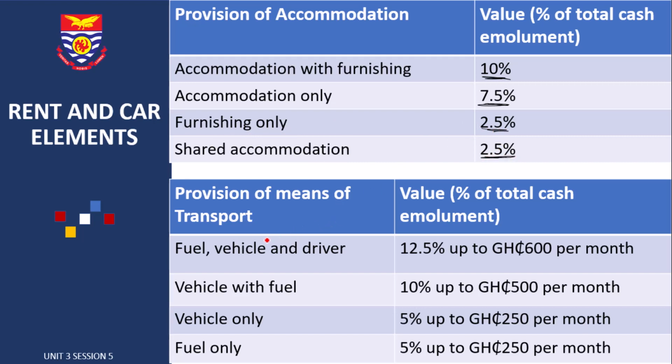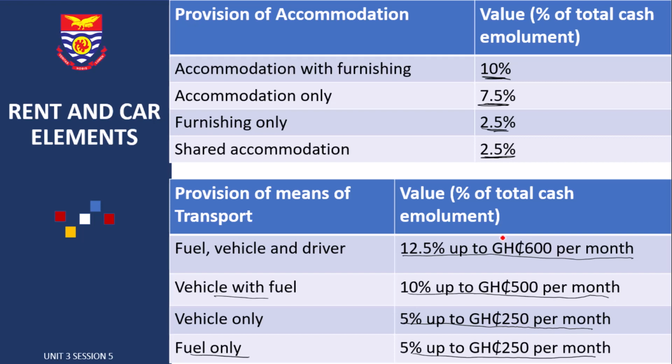Then for vehicles, we have fuel, vehicle, and driver, 12.5% up to 600 per month. Vehicle with fuel, we have 10% up to 500 Ghana cedis per month. Vehicle only, 5% up to 250 per month. And then we have fuel only, 5% up to 250 per month. Please take notice of the various percentages and the limits, because in exams or quizzes you will not be given them. You have to know this.